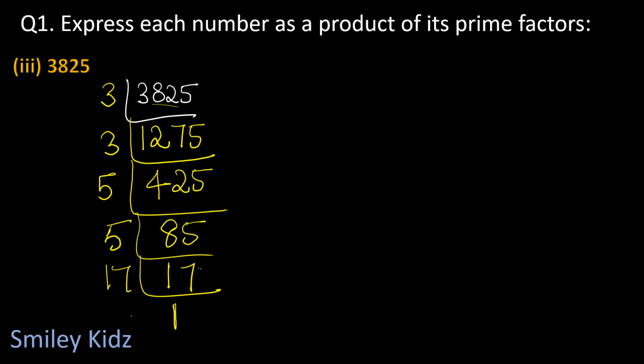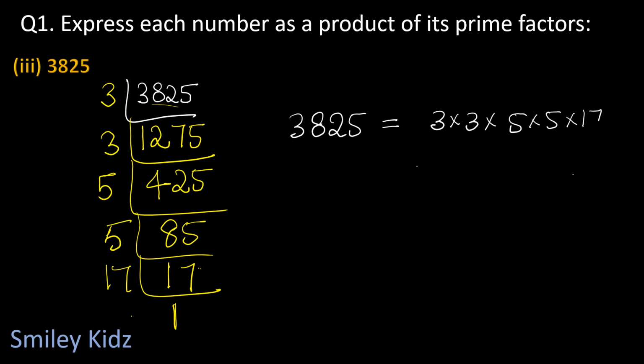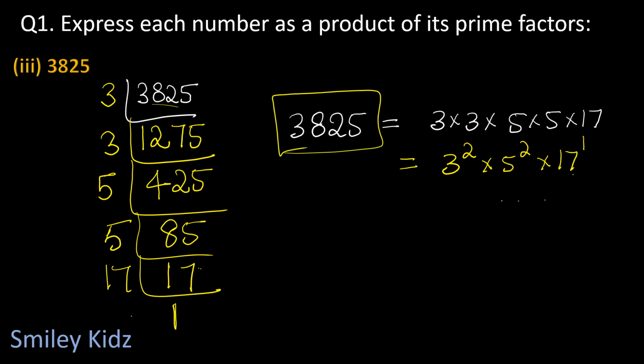Now what will be the prime factorization of 3825? So 3825 is equal to 3 into 3 into 5 into 5 into 17. Now what is this also expressed as? It can be expressed as 3 square times 5 square times 17 to the power of 1. Therefore, the prime factorization of 3825 is 3 square times 5 square times 17.